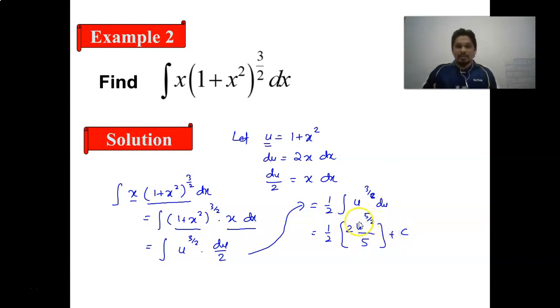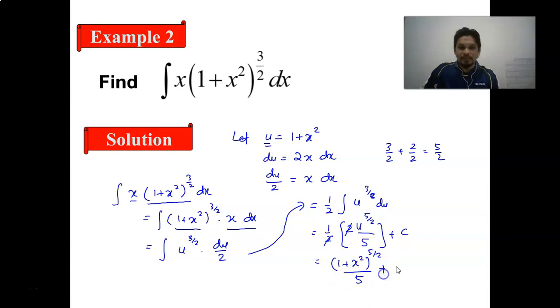So the integral of u to the power of 3 over 2 is 3 over 2 plus 1. The 1 we change into the form of a fraction, 2 over 2, then we come out with 5 over 2. So 5 over 2 divided by 5 over 2: switch the position upside down and it becomes 2 over 5 plus c. So 2 divided by 2, then we come out with u. Don't forget to change the u back in terms of x, which is (1 plus x squared) to the power of 5 over 2 divided by 5 plus c.